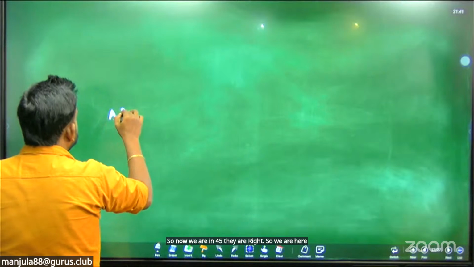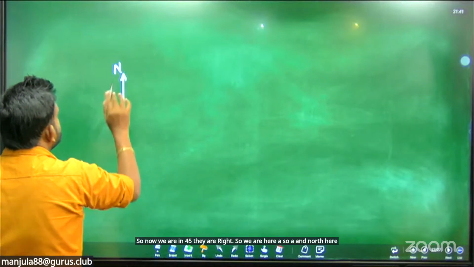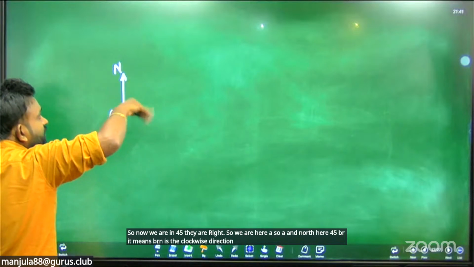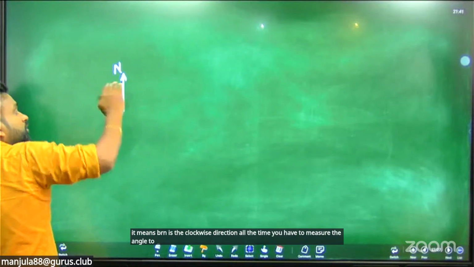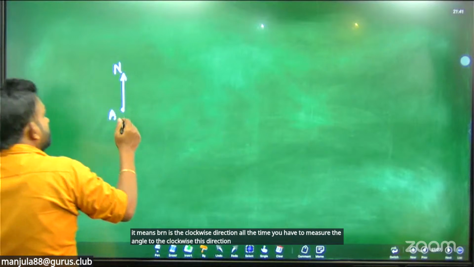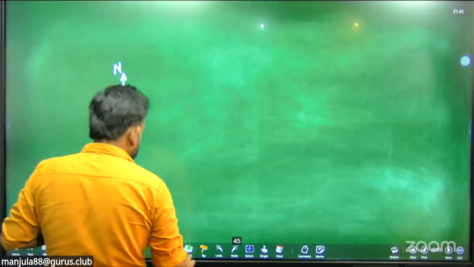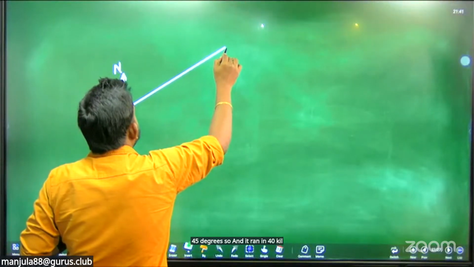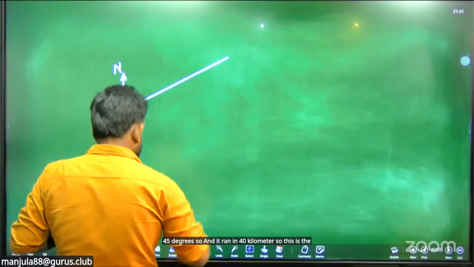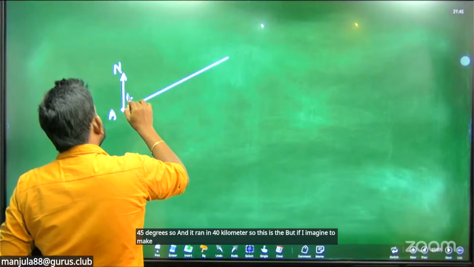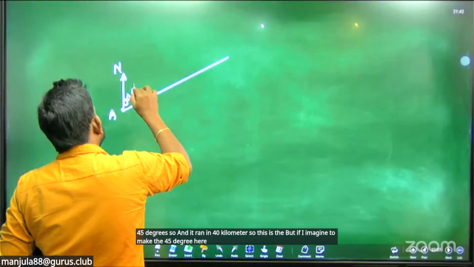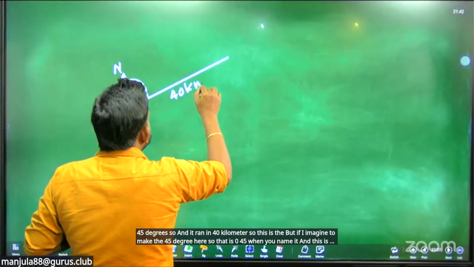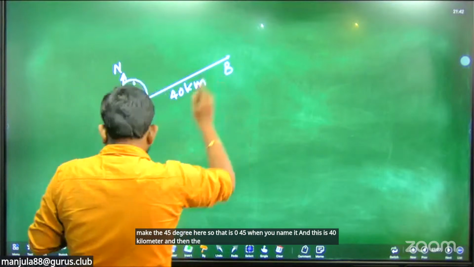So A and north here. 45 bearing means bearing is the clockwise direction. All the time you have to measure the angle clockwise. This direction, cannot move to this direction, 45 degrees. So and it runs 40 kilometers. So this is the 45, imagine to make the 45 degrees here. So that is 045 when you name it. And this is 40 kilometers. And then the city B is located. B is found.